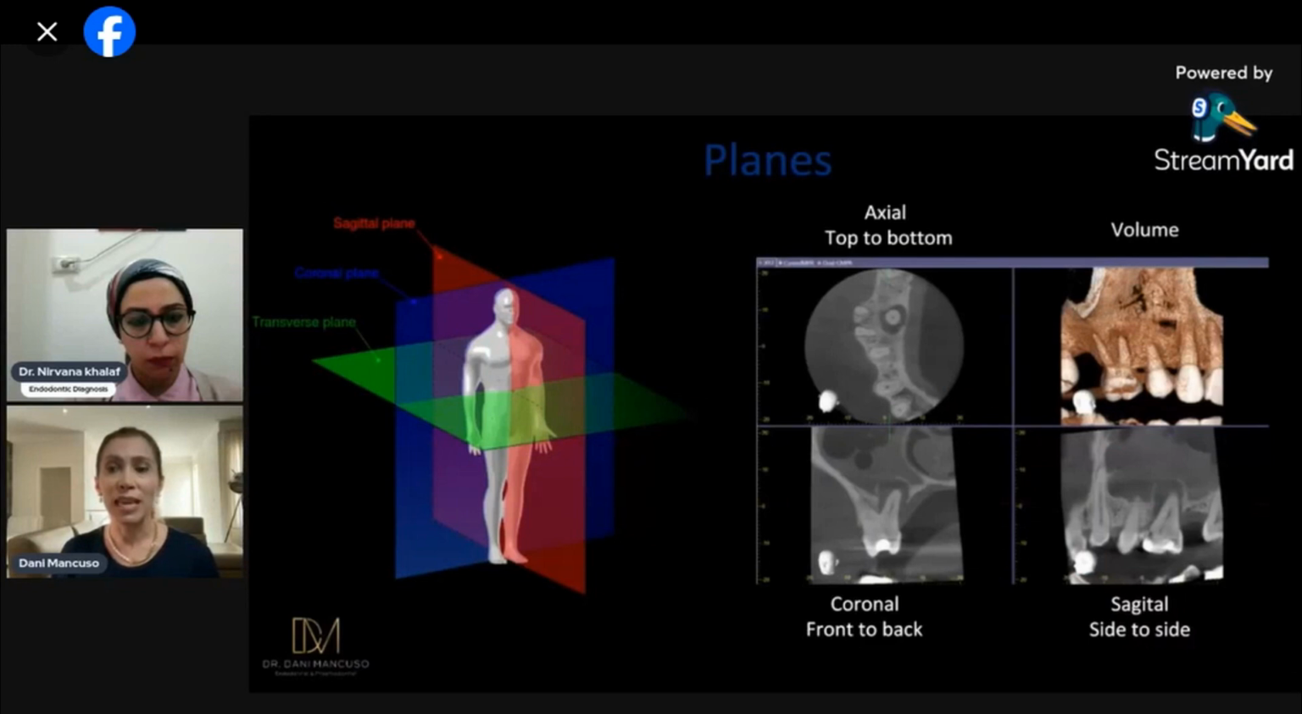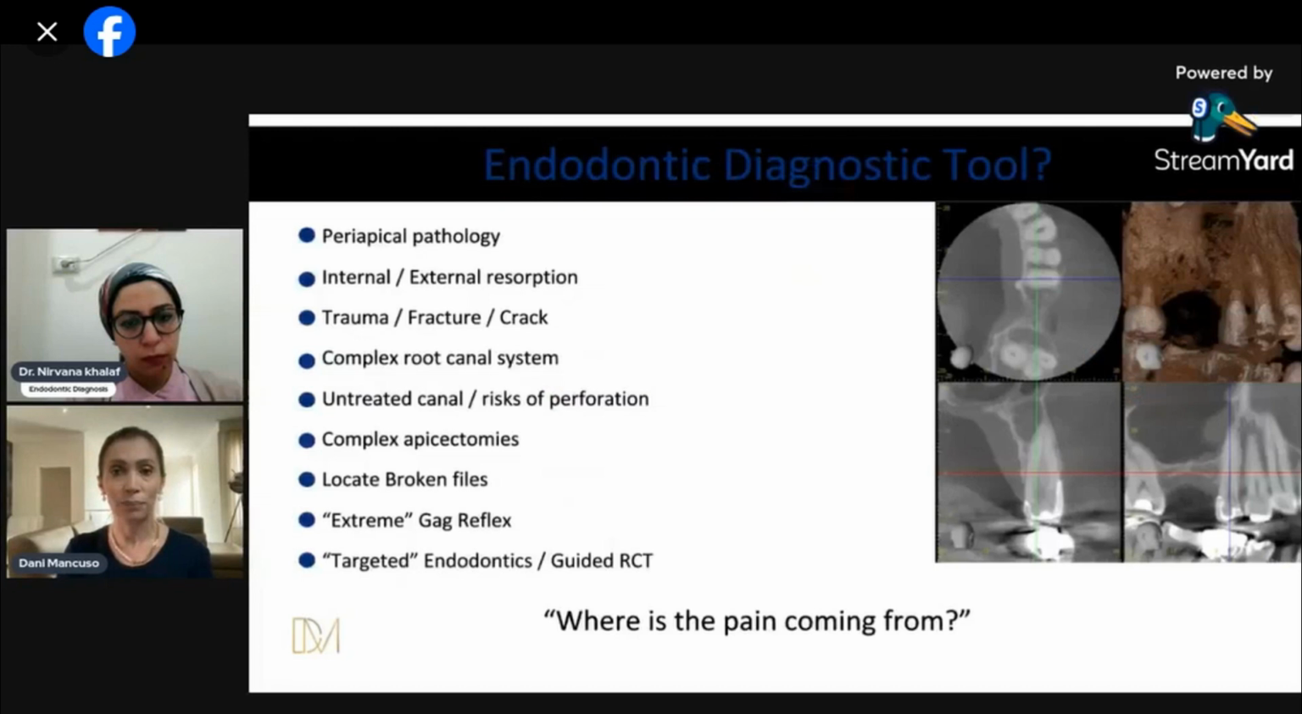And the 3D is all about planes. So you have the volume that you can communicate with your patient, and you also have the axial view, the coronal view, and the sagittal view. The sagittal view is pretty much what the 2D conventional X-ray offers you. However, you can remove any landmark that is in front of the root, so you can rotate and see those roots individually. And that's the whole idea of the 3D technology.